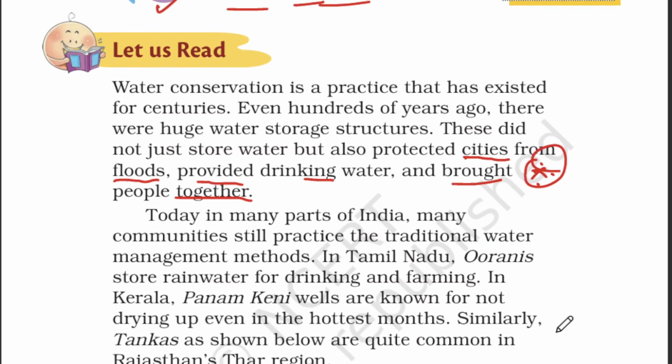Okay, next. Today, in many parts of India, many communities are still practicing traditional water management methods. So let's see what the traditional ways are and how we started storing water. In Tamil Nadu, Oorani store rainwater for drinking and farming. So this you will get again as a 1 mark question. In Kerala, Panam Kenny wells are known for not drying up even in the hottest month. So even in the summer season, the water will never dry up.